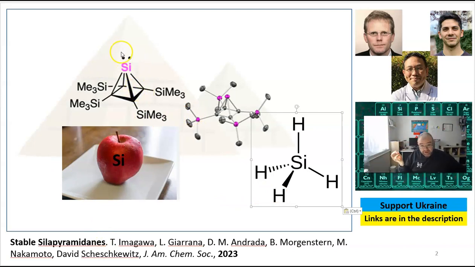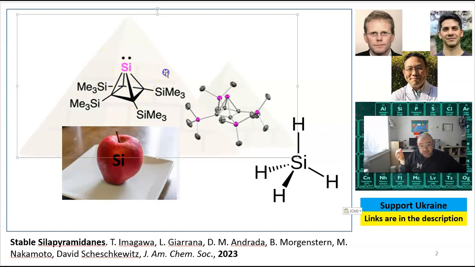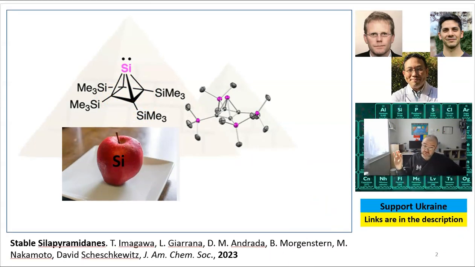Second unusual thing, you can see those 2 dots here, that's a free electron pair, which can react with different molecules. That means those 2 electrons do not participate in those 4 bonds. Basically, those 4 bonds are formed by 2 electrons from silicon and 4 electrons from the carbon square. As I said, very unusual situation.